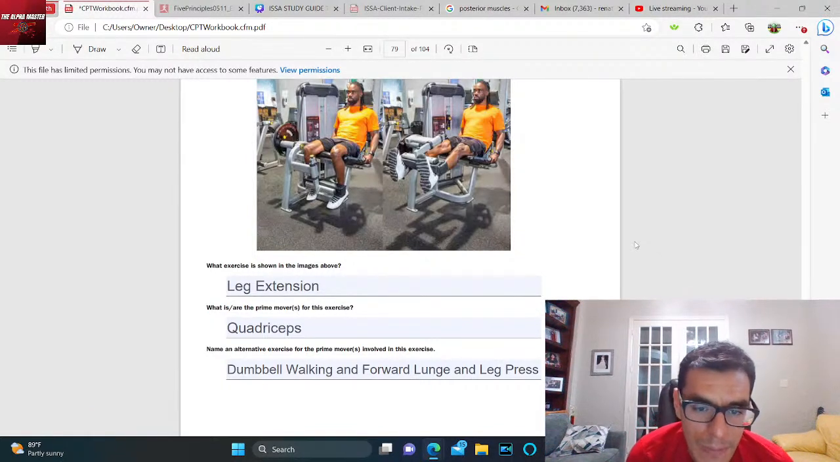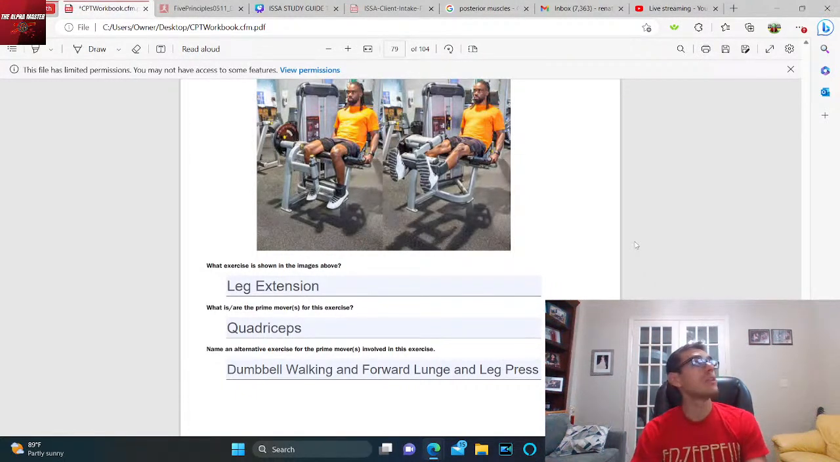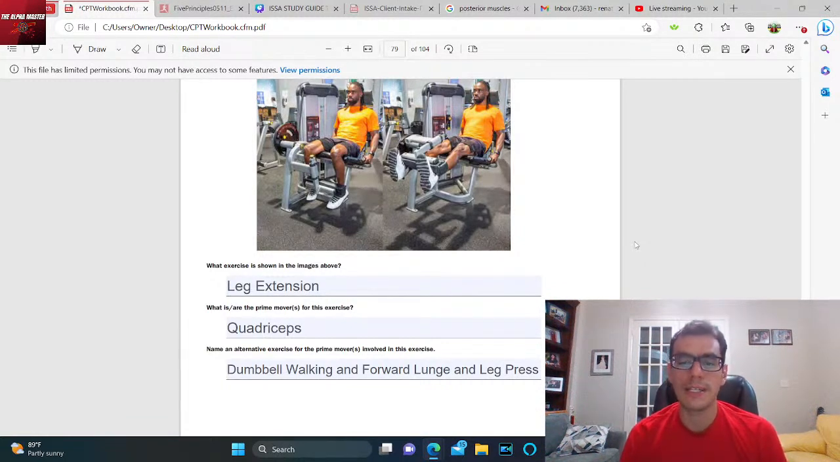And an alternative exercise for the prime movers involved in this exercise is going to be the dumbbell walking and forward lunge and leg press. It's going to be for leg extension. It's going to be an isolation exercise that only works in the quadriceps.